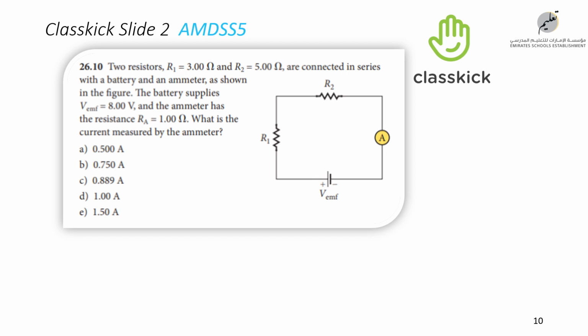So here also you are free to solve this question on Classkick. This is slide 2 on Classkick. So we have two resistors, R1 and R2, connected in series with a battery and an ammeter, as shown in the figure here. The battery supplies the circuit with 8 volts, and the ammeter has a resistance of 1 ohm. So the resistance of the ammeter is 1 ohm.